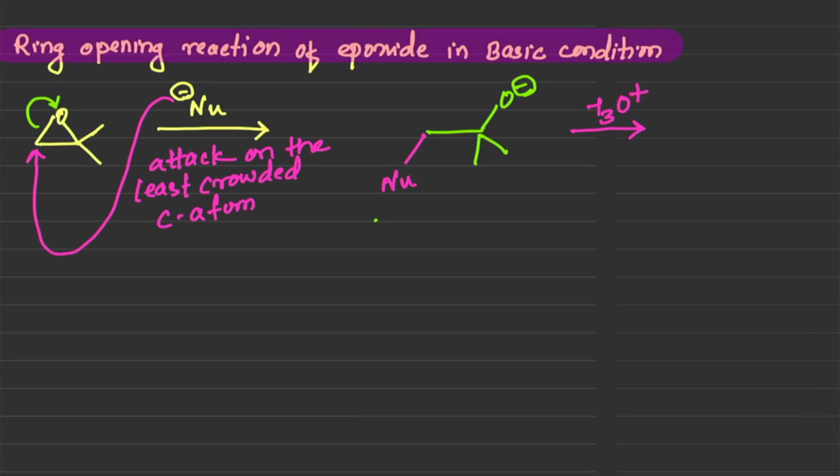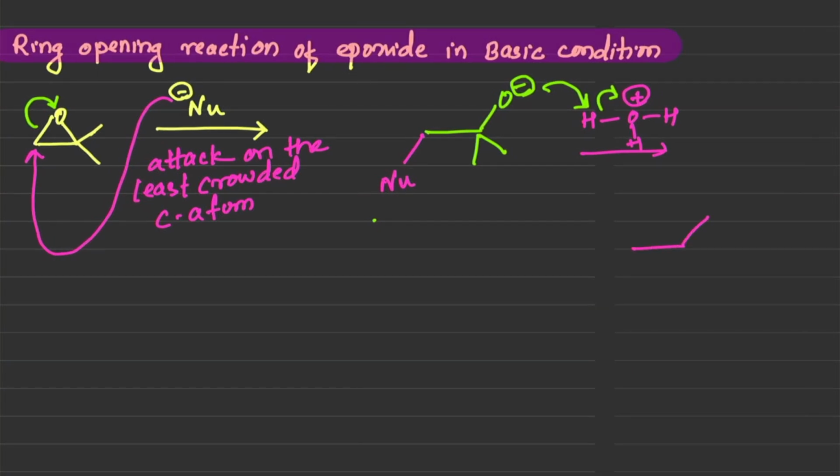So let's draw the mechanism here as well. So we've got H-O-H, H plus. This would abstract the proton and the oxygen would be neutralized. So now we end up making OH, and then we have our nucleophile. So this is the actual reaction that happens.